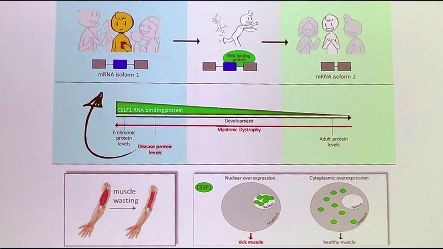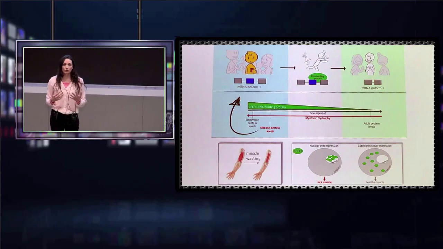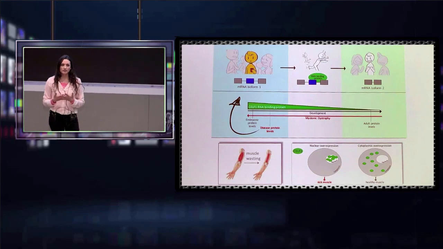And while we now know that elevated levels of CELF1 lead to muscle wasting, we don't clearly understand how. One thing we do know is that this is a very complex protein, and it functions in two different areas of the cell, the nucleus and the cytoplasm. In these two compartments, CELF1 regulates many different RNA targets, or friends, and very different processes. So I wanted to figure out which roles of this protein lead to disease.